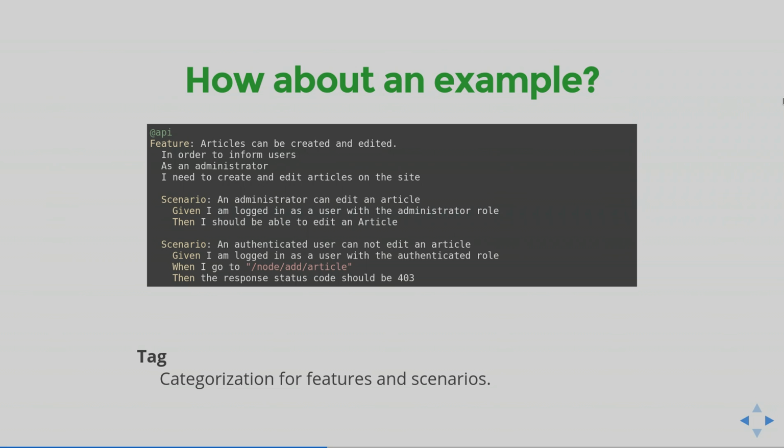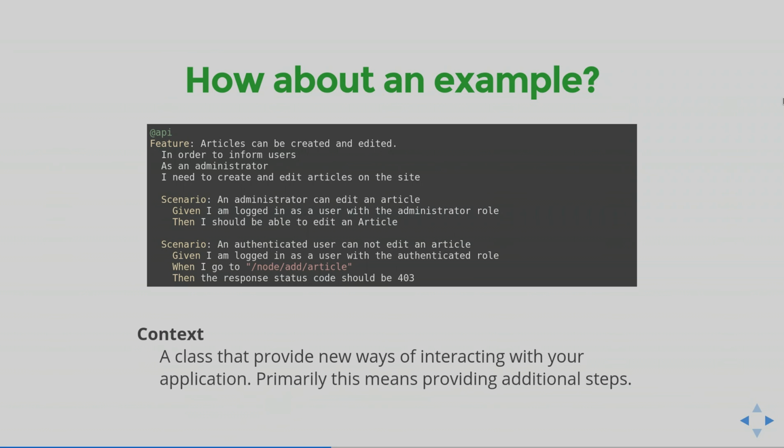And then tag is what you see up at the top where it says @API. And that does what you would imagine with a name like tag, that categorizes your features and scenarios. And it can be applied both at the feature level and at the scenario level.